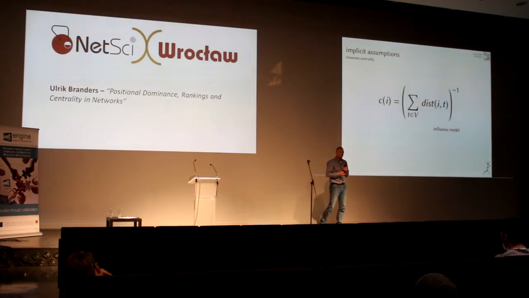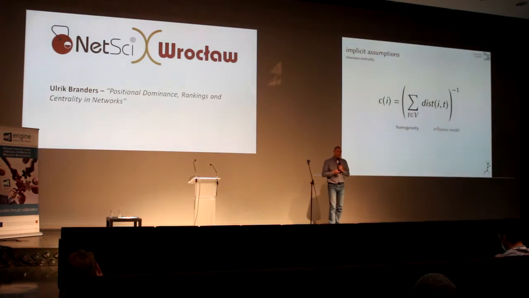So that's an influence model. By picking this index, we're already deciding on how information is spreading in the network. It's spreading along shortest paths and shortest paths only. And then only the distance matters, not the number, whatever. So that's the influence model we're buying with deciding on closeness.